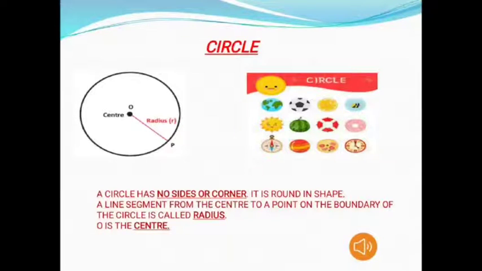So O is the middle of the circle, and you can see some examples of circles all around. That can be a round clock, a ball, the sun or donuts, etc. So those are a few examples of circles.